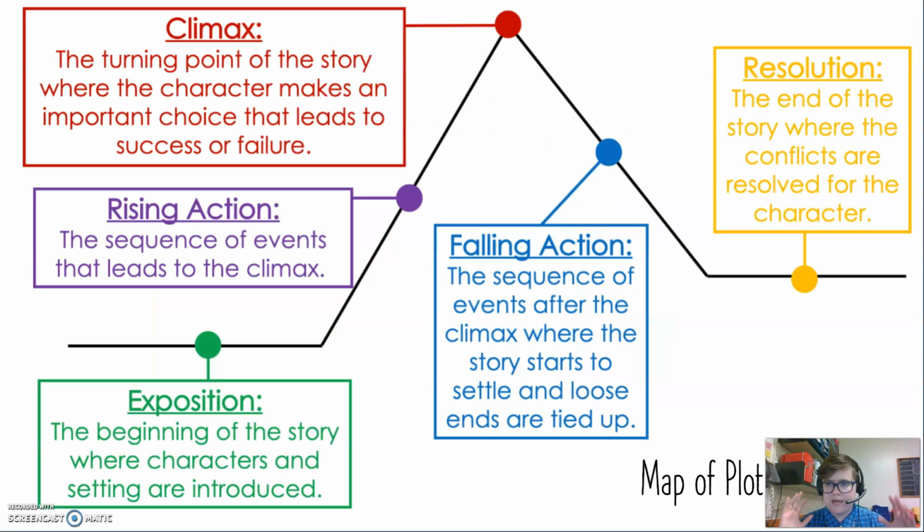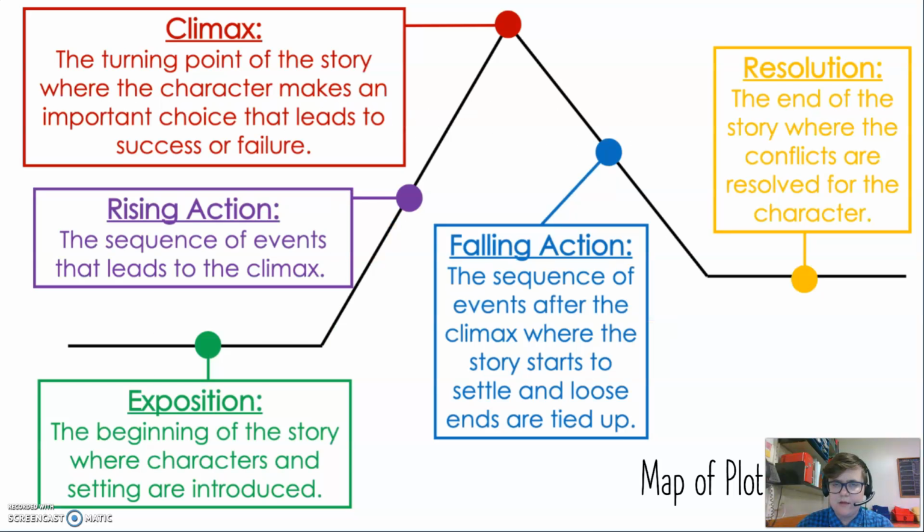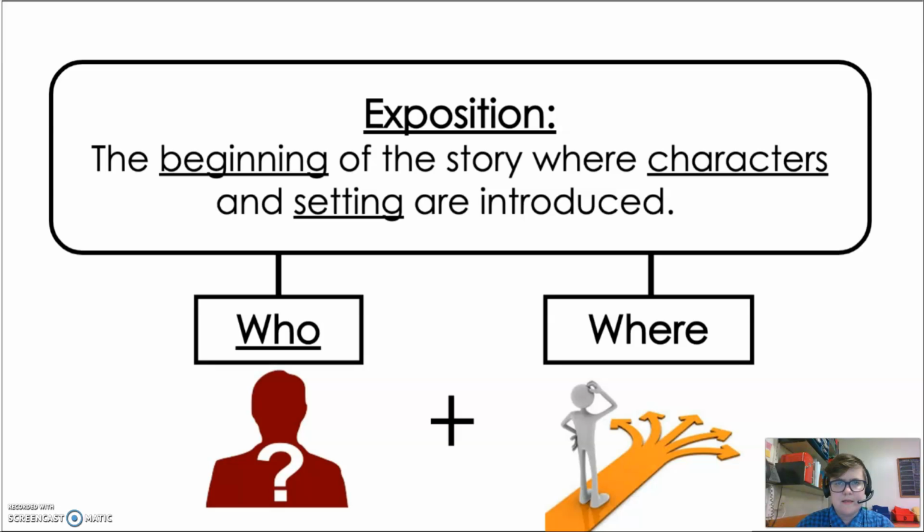So this is just an overview of the plot structure map. We start with the exposition, go up to the rising action, we hit the climax, which is the turning point, go down to the falling action, and then finally land in the resolution. We don't have to worry too much about this right now. We're going to be breaking it down piece by piece. So let's see it, and make sure to have your notes ready. You should have already written down plot and structure on your notes in that first little table. Let's see the next part.